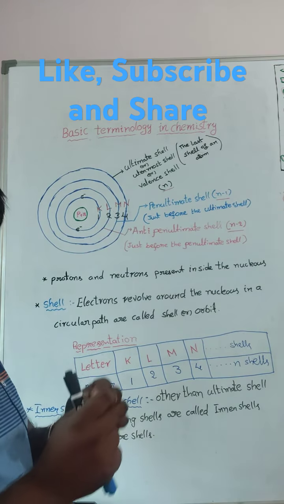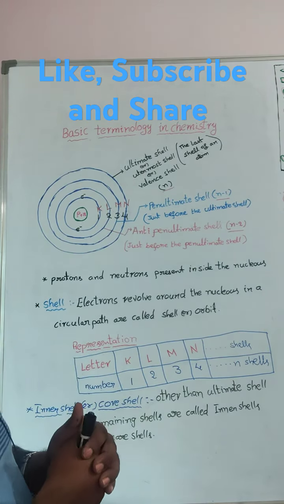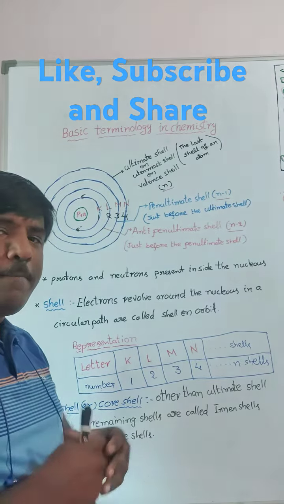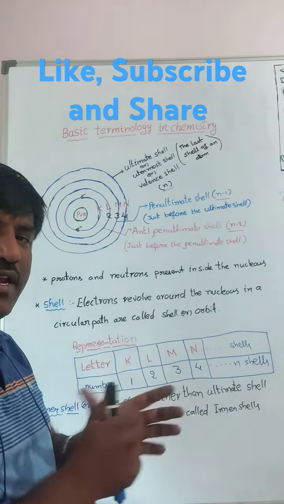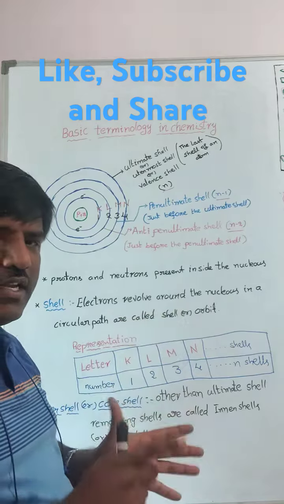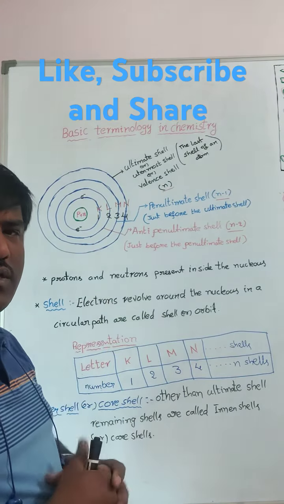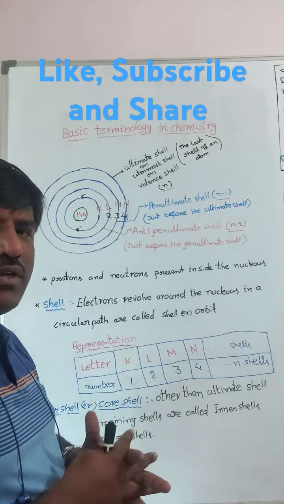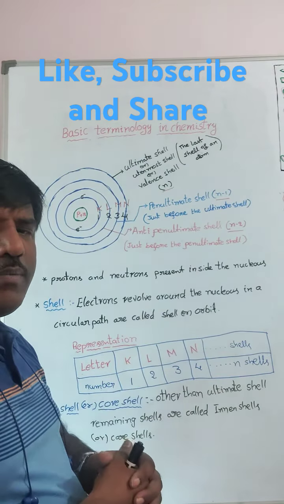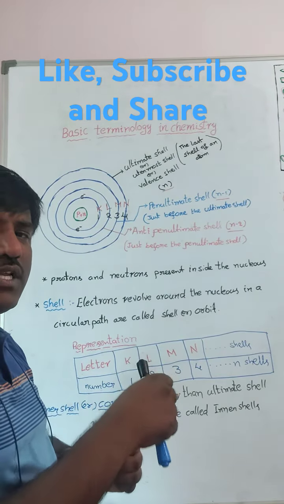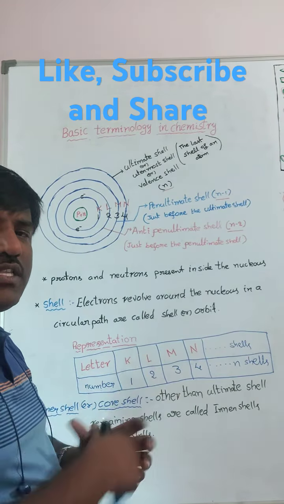Protons and neutrons are located inside the nucleus. What is the nucleus? It is the positive center of an atom. If you take an atom, the exact positive center point which is there, that we call the nucleus. The total mass of that atom depends upon the nucleus. Inside the nucleus, the particles present are protons and neutrons.